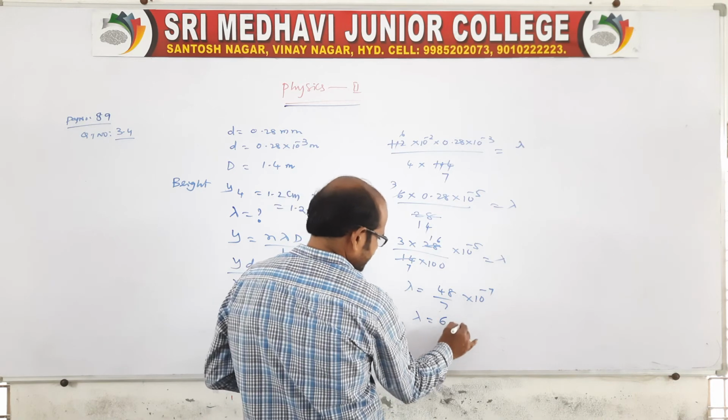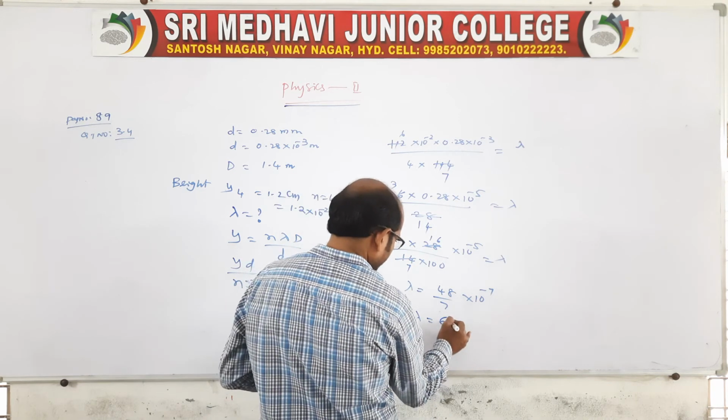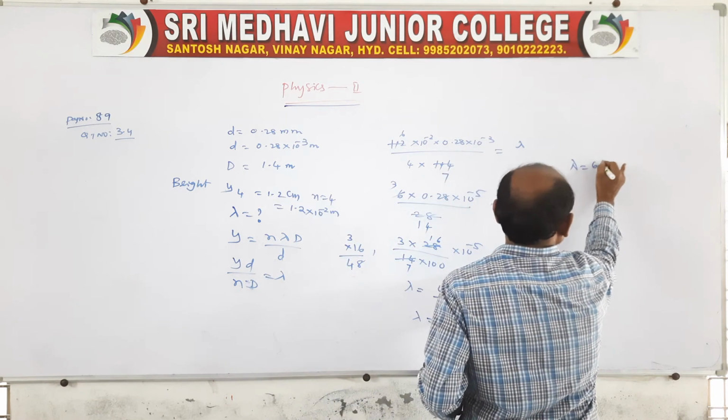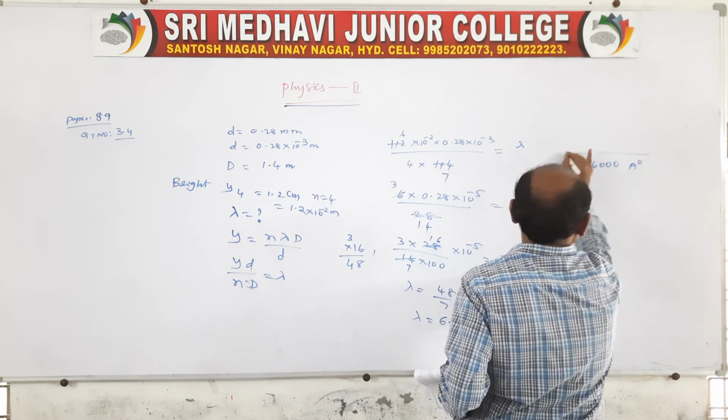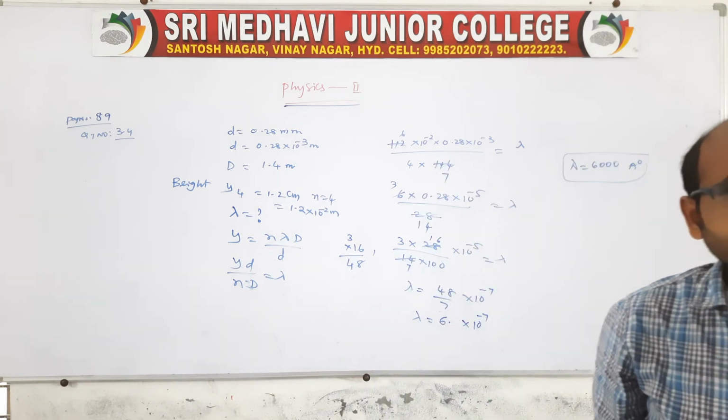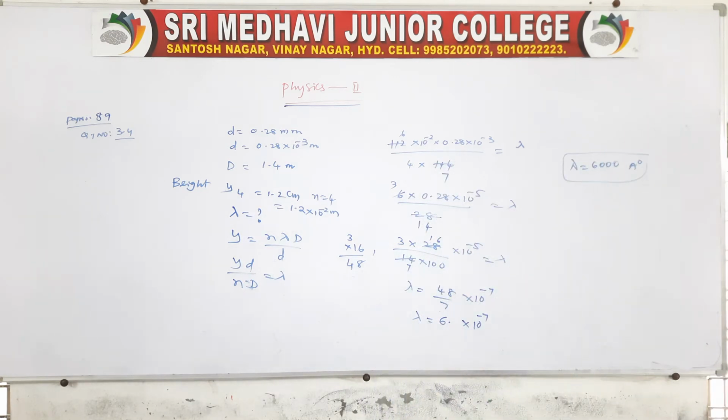so approximately 6, maybe 6 point something into 10 power minus 7, but it is given in the angstroms, no? So 6000 we can take as the angstroms, because 1 angstrom is equal to 10 power minus 10 meters. So this is the approach for the given question, page number 89, question number 3.4, right?